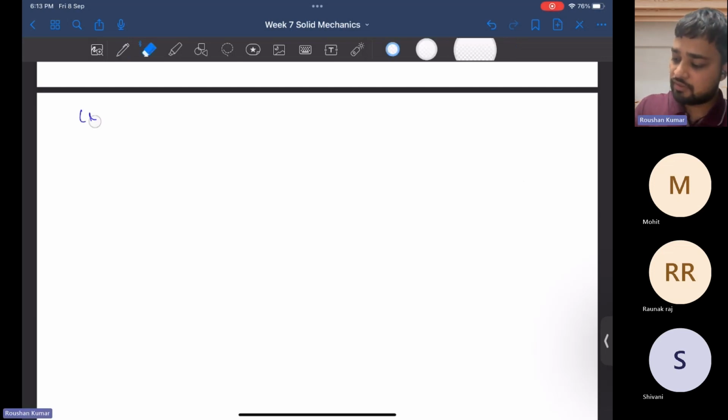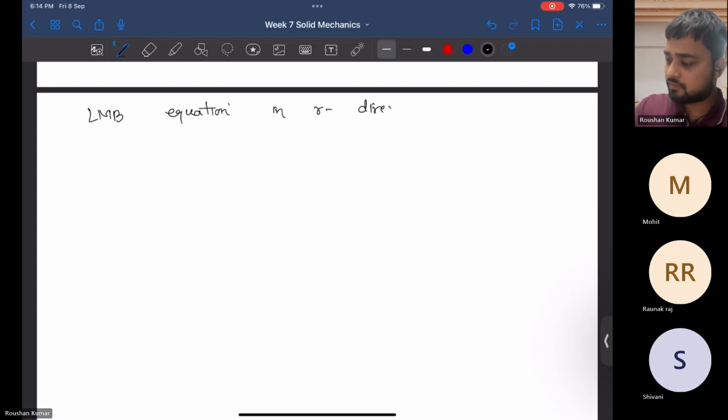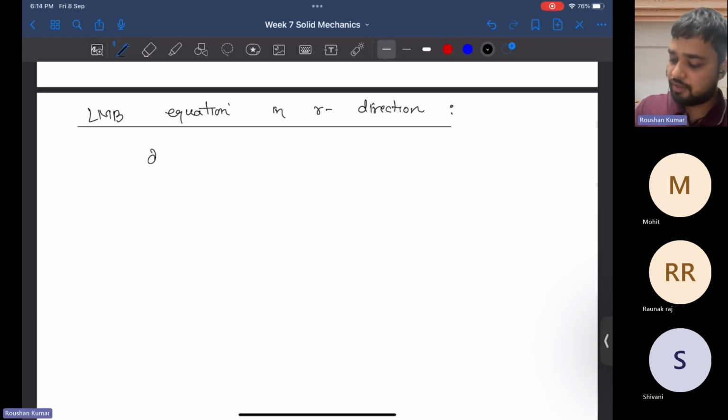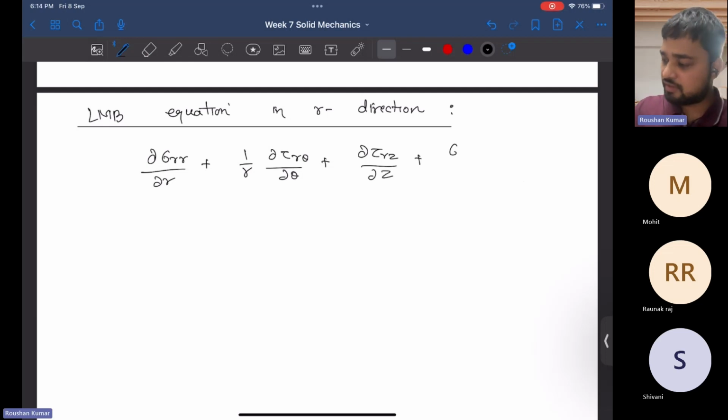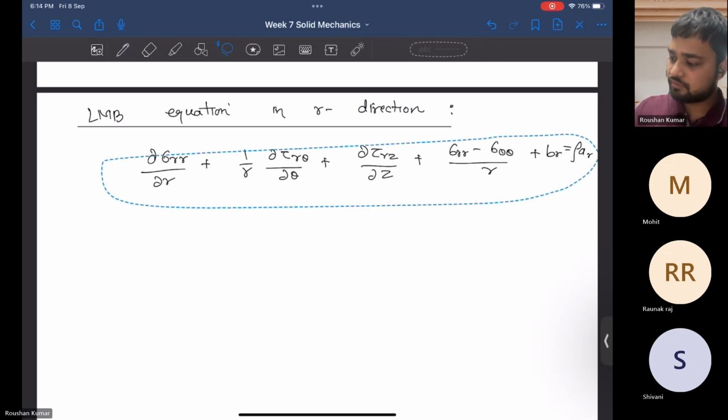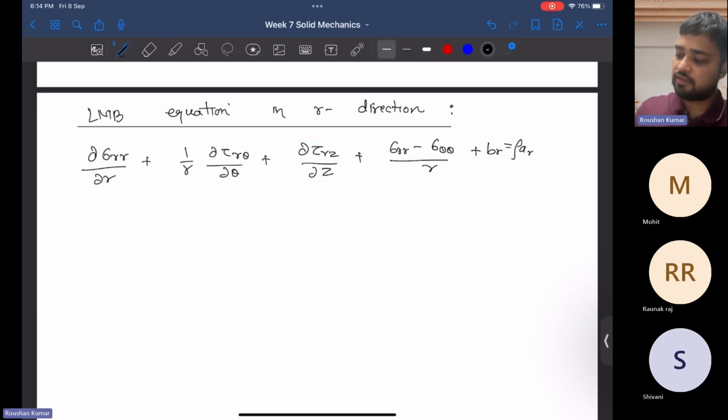The LMB equation in r direction is given by del sigma rr upon del r plus 1 by r del tau r theta upon del theta plus del tau rz upon del z plus sigma rr minus sigma theta theta upon r plus br is equal to rho times ar. So this is the LMB equation in r direction. Similarly, the LMB equation in theta direction.